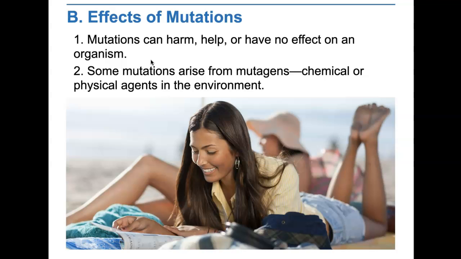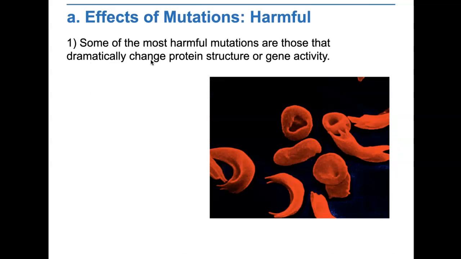Some mutations arise from mutagens, chemical or physical agents in the environment. Chemical mutagens include certain pesticides, a few plant alkaloids, tobacco smoke, and environmental pollutants. Physical mutagens include some forms of electromagnetic radiation, such as ultraviolet light and X-rays. If these agents interact with DNA, they can produce mutations at high rates.